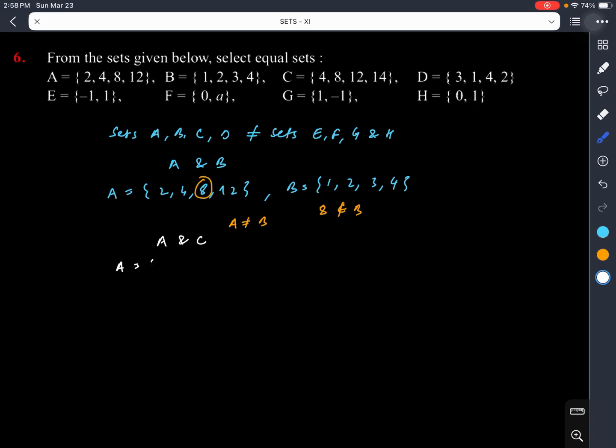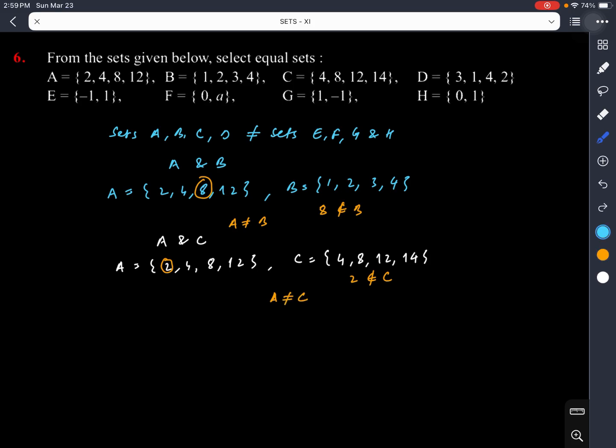Set A has elements 2, 4, 8 and 12, while set C has elements 4, 8, 12, and 14. Here again one can observe that 2 is an element of set A, while 2 does not belong to set C. So sets A and C are not equal.